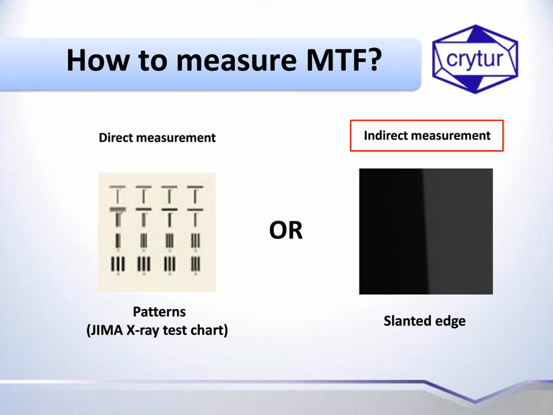So how to measure MTF practically? Well, there are two ways. As Colin pointed out, there are certain patterns. It's USAF for visible light, but for X-ray, we need an X-ray test chart, which has a clear number of line pairs which will be imaged by the system. By seeing the image and getting the parameters of the image, we can see how many line pairs will be visible in the image. Or the other option would be indirect measurement, which is usually conducted by the slanted edge technique, which is very popular, and also it has been used with cameras, with scanners, with almost all imaging devices.